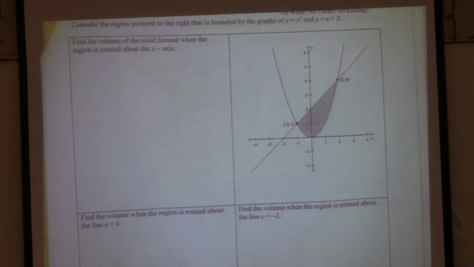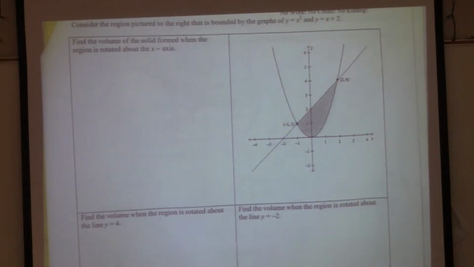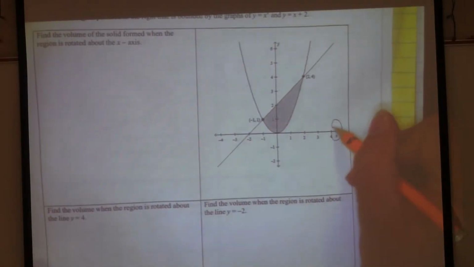So this problem, they're going to revolve it around different things. I'm going to use a pencil when I draw on there, that way I can erase it when I do the next problem. Okay? So consider the region to the right that's bounded by these two curves. They want you to find the volume of the solid that is formed when this region is rotated about the x-axis. So we're getting this space here rotated around this.